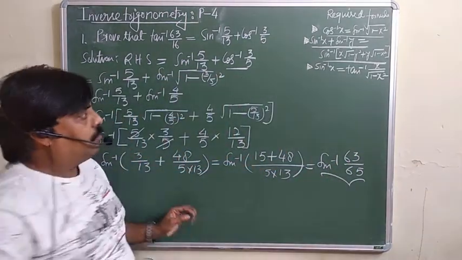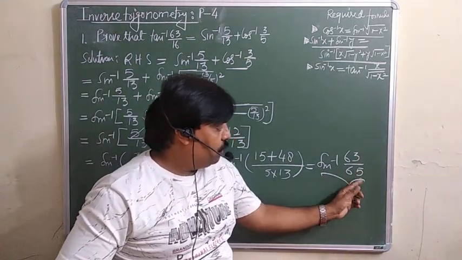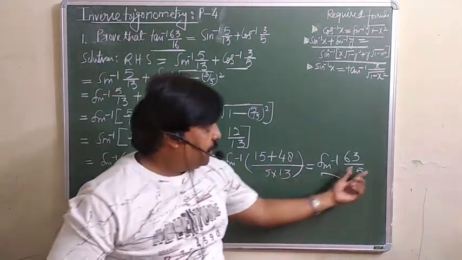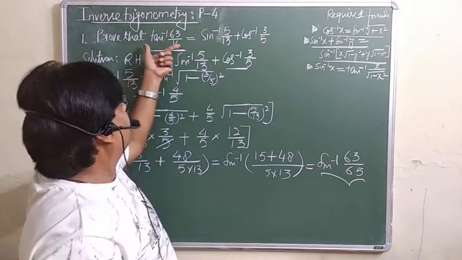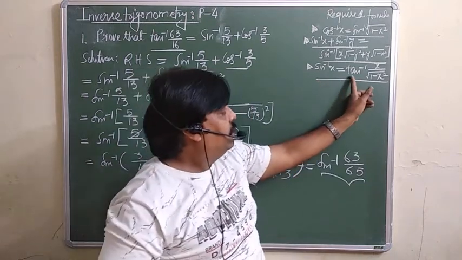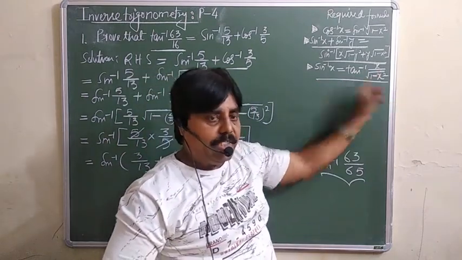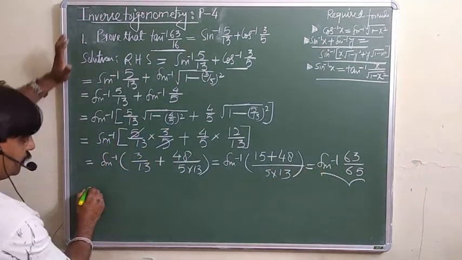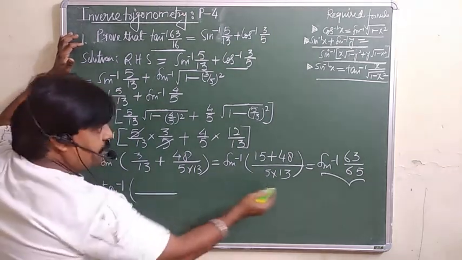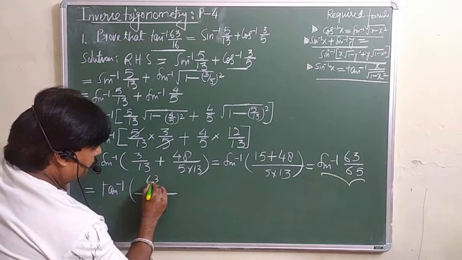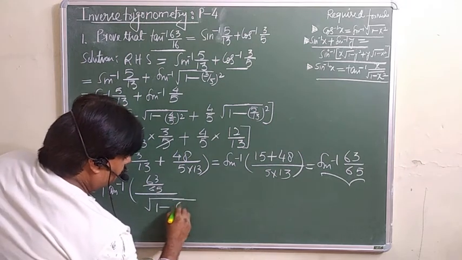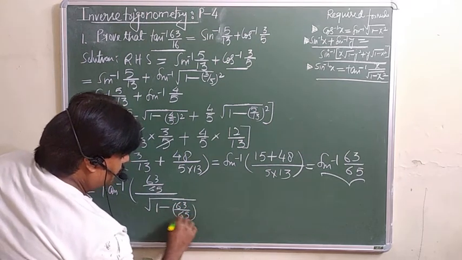Now you know the sin inverse 63 over 65, but we want the value in terms of tan. So what will we do? We are supposed to apply this one, because sin inverse x can be written as tan inverse of x over under root 1 minus x square. So here this can be written as tan inverse of x, where x is 63 over 65, over under root 1 minus 63 over 65 whole square.